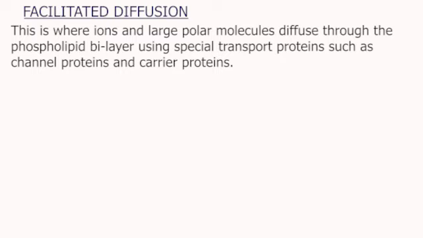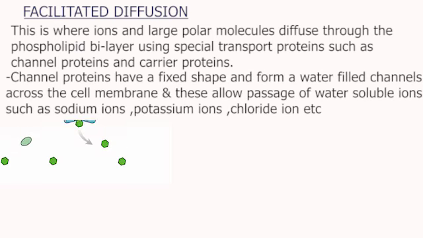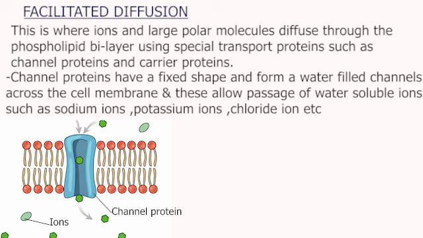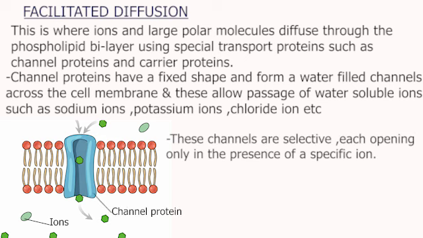Now, there's a difference between channel proteins and carrier proteins. Channel proteins have a fixed shape and form water-filled channels across the cell membrane, and these allow passage of water-soluble ions through them. These channels are selective, each opening only in the presence of a specific ion, so they exert some control over which substances can enter the cell.